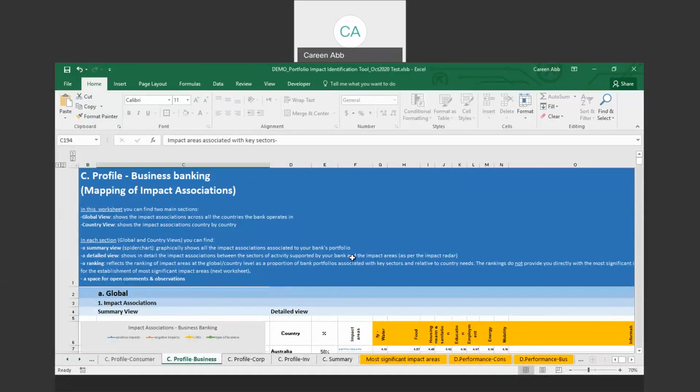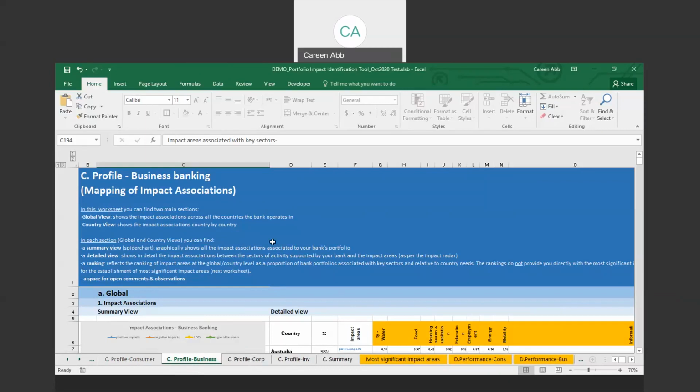This is a profile worksheet of the Portfolio Impact Analysis tool. There are 4 profile worksheets in total in the tool, which I'm pointing to at the bottom, 1 per business line. Consumer banking, business banking, corporate banking, and investment banking are the 4 business lines currently covered by the tool. We are at the moment looking at the profile worksheet for the business banking business line.